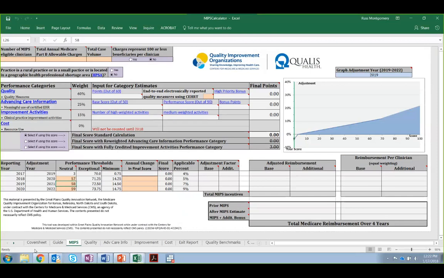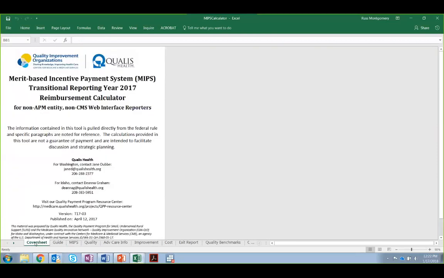There are a lot of MIPS calculators out there that you can choose from that are publicly available. I chose this calculator because it struck a good balance of being easy to use, but also giving you, I think, a really good, reliable sense of what type of adjustment you may have under MIPS. It's comprehensive, but it's also user-friendly. So when you open the calculator, you'll see this cover sheet. One caveat is that this is really for discussion and strategic planning. It's not necessarily going to predict with 100% accuracy what your payment adjustment may be, but it will give you a good sense of what you can expect.